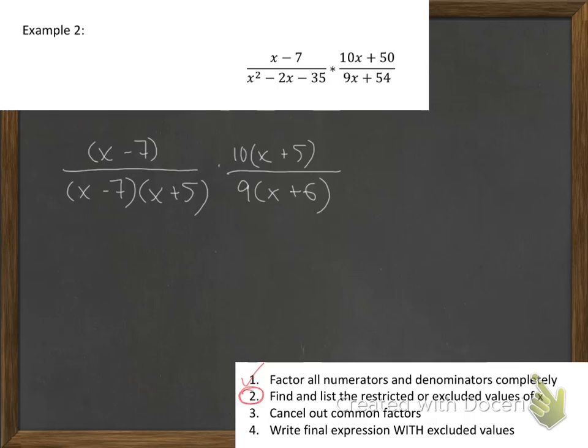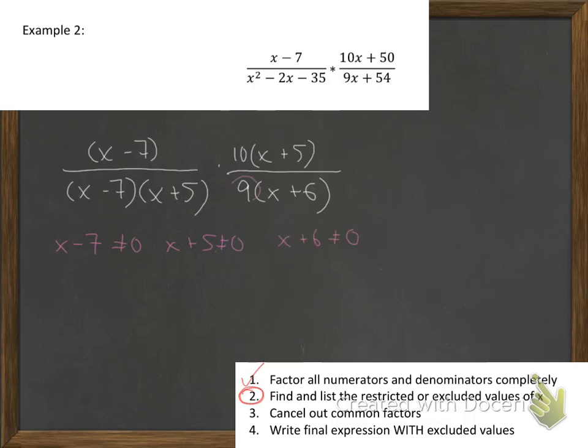Again, our restricted or excluded values only come from when we try to divide by 0. We don't care about multiplying by 0. If the numerator wants to be 0, cool, no worries. It's only a problem when we try to divide by 0. So all of these terms, we got to watch them. We got to make sure they cannot be equal to 0. So just for fun, let's do the excluded values in a different color here. We have x minus 7 cannot be equal to 0. We have x plus 5 cannot be equal to 0. And we have x plus 6 cannot be equal to 0.